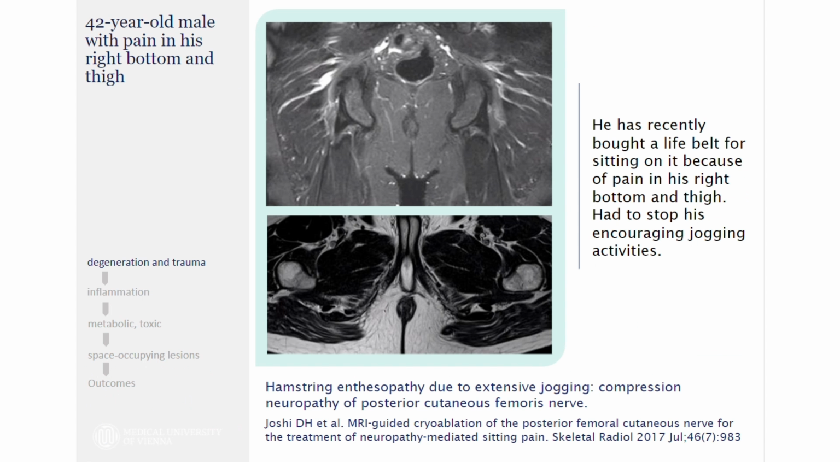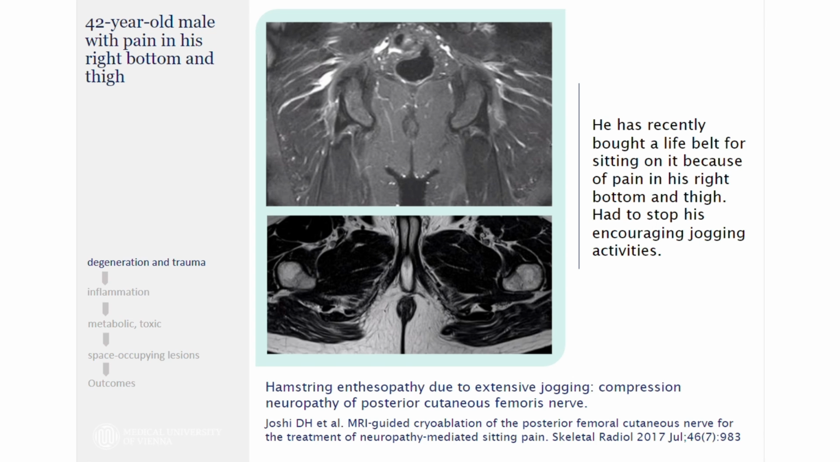This here is a very interesting case that I had. This was a doctor, a physician, and once he called me and he told me on the telephone that he had recently bought a life belt. He needed the life belt because he had some pain in his buttock and the posterior thigh. And it was so painful for him that he used a life belt that you usually find on the boats, put it on the chair to sit on the life belt so that his bottom didn't have contact with the surface of the chair.